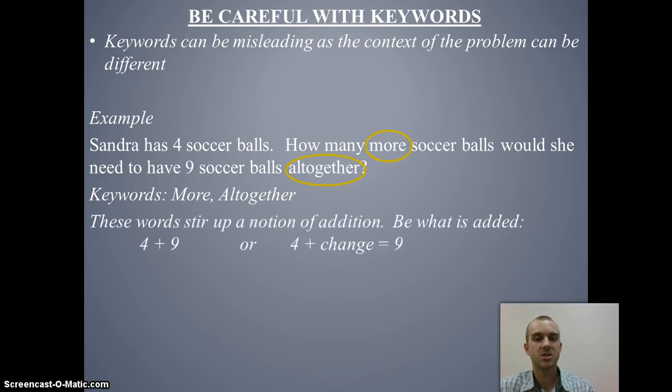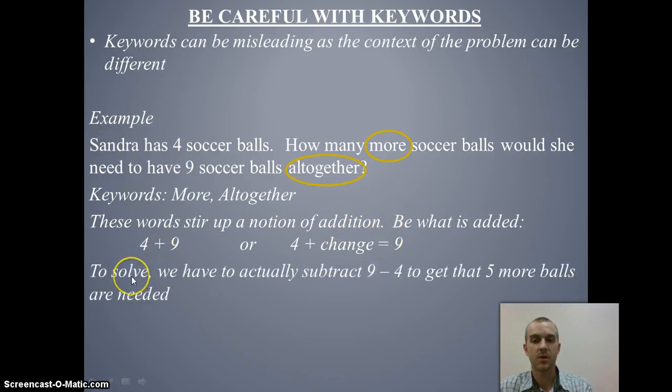But what is the addition? Is it 4 plus 9, or is it 4 plus some change equals 9? And this is a very big issue for students to overcome. Because really what ends up happening is we're going to move that 4 over and say 9 minus 4 gives us that change, which is 5 total balls.